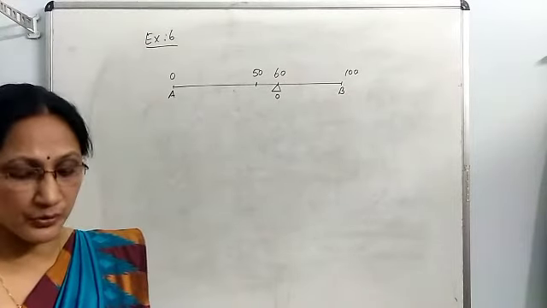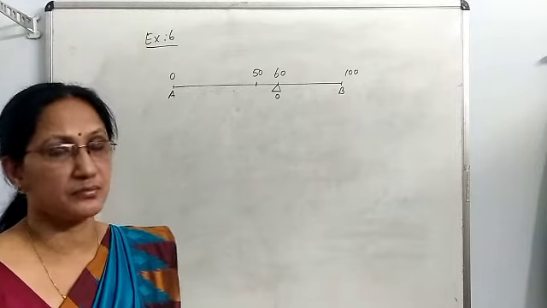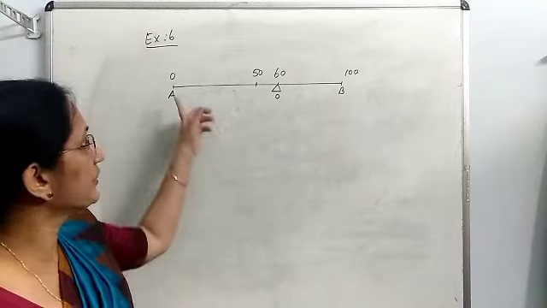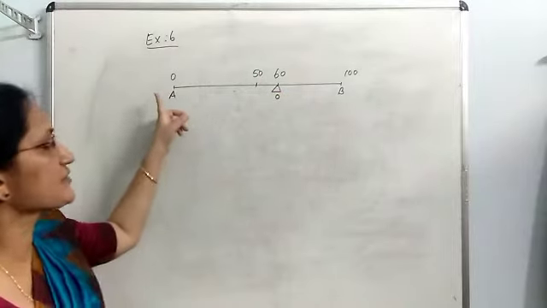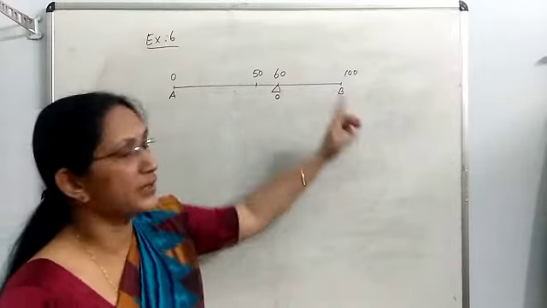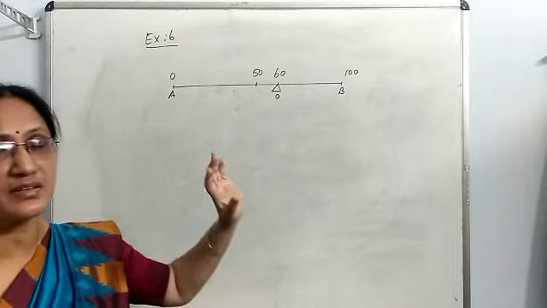Let us solve one more numerical. This question you will get on page number 11, 6th example. A uniform meter scale AB. The word uniform means its thickness is equal from one end to the other end. So a uniform meter scale, 1 meter scale means its length is 1 meter.